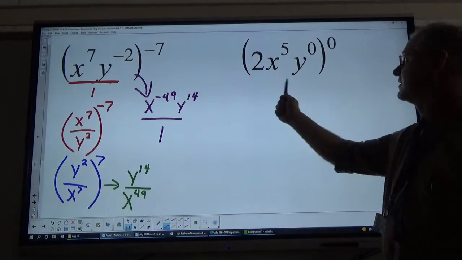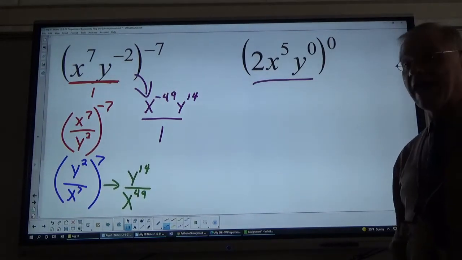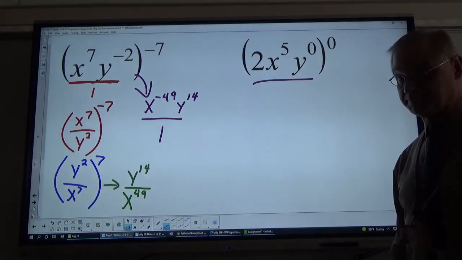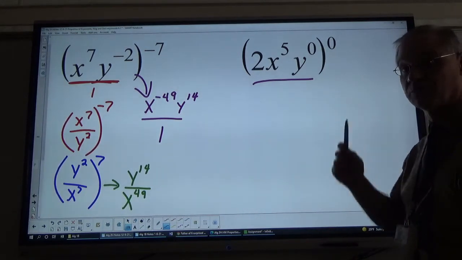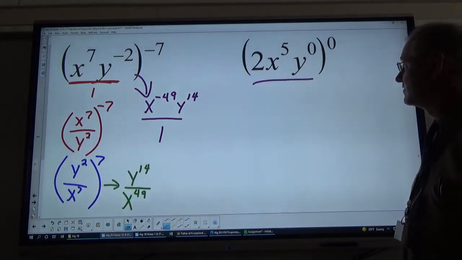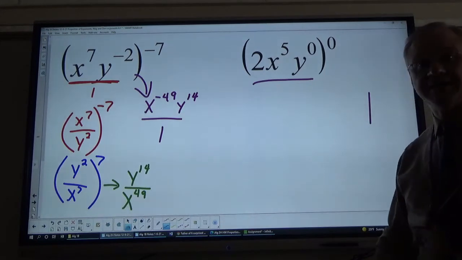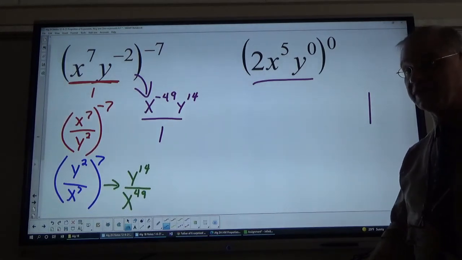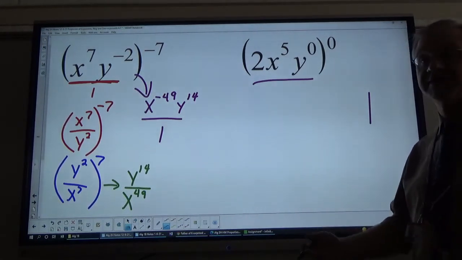All right, I take a look at this. Everything in that parenthesis is raised to the 0 power. So the whole thing is just 1. All done. If the whole thing is raised to the 0 power, your answer is just 1.